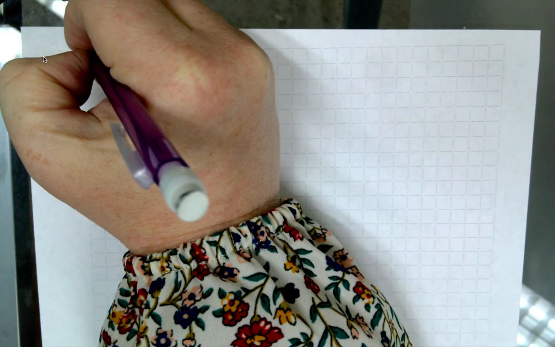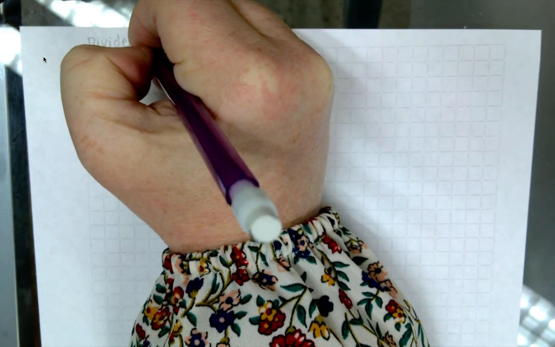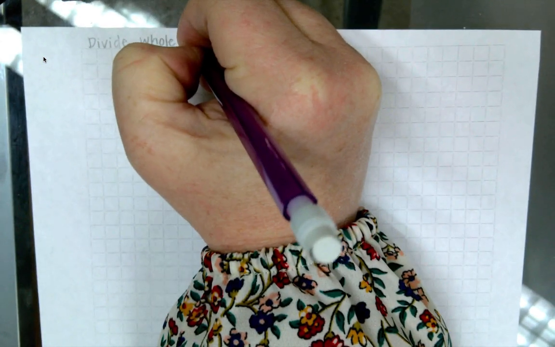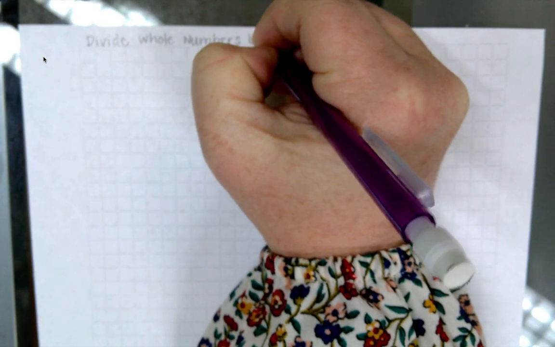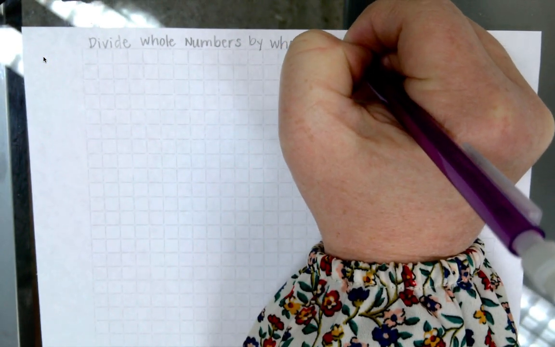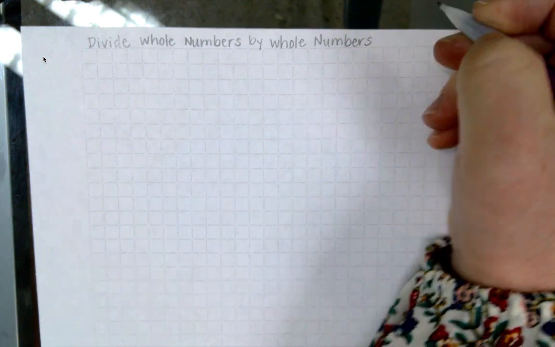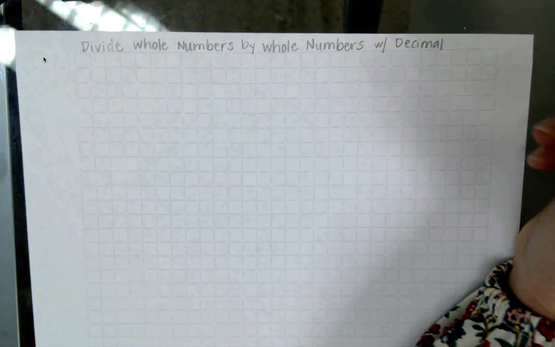Okay, the next thing that we need to talk about is dividing whole numbers by whole numbers with decimal quotients. So it's a doozy, but on your grid paper, you're going to write this: Divide whole numbers with decimal quotients. You're going to have to write a little small because it's going to cover the whole top.